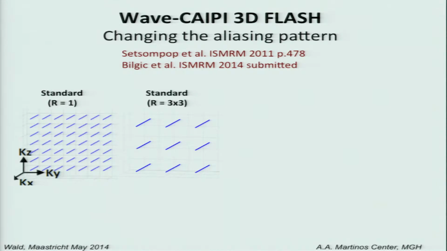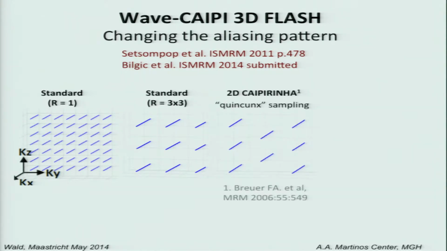If you undersample this, say with 3x3 acceleration in each phase encode direction, you get something like this. The standard Kuiperenia from Würzburg simply shifts one of the lines and does what I'd like to introduce as a Quincunx sampling scheme. This sampling pattern actually has a name in signal processing theory, and actually it's a 2,000-year-old word, so we might as well use it. It's called the Quincunx pattern.